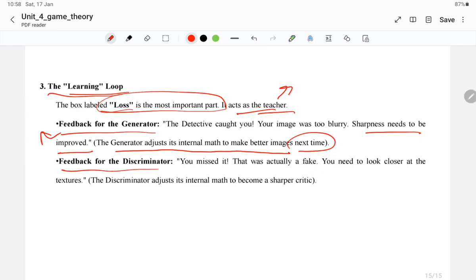Whereas what is the feedback for the discriminator? If the discriminator is not able to catch the fake image generated by the generator, that gives feedback for the discriminator. So the discriminator adjusts its internal math to become a sharper critic, so that next time it can differentiate between the fake image and the real image in a better way. So this is about the GAN architecture. Hope all of you understood this. Thank you.